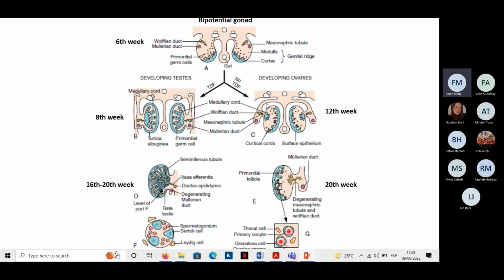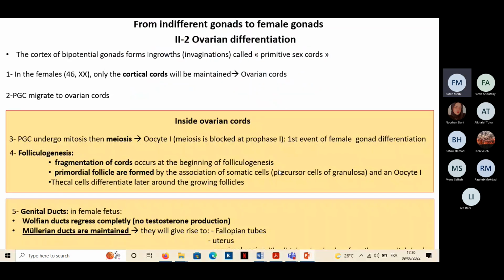tubules. In the female, in the absence of the Sry gene and of its protein, the TDF protein, the medullary cords will regress and only the cortical cords will be maintained. Okay, so in the female, we will have the cortical sex cords that will be maintained, and those cortical sex cords, we will call them the ovarian cords. Okay, they will be called the ovarian cords.